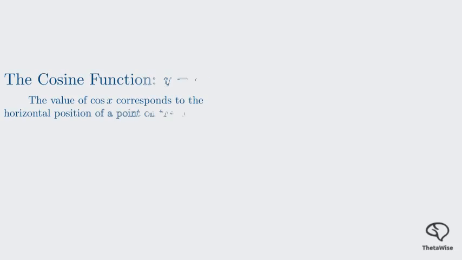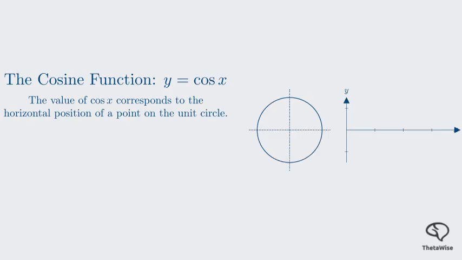Next, let's look at the cosine graph. While sine tracks the vertical height, cosine tracks the horizontal distance, or the x-coordinate, on the unit circle. On the left, we have the unit circle, and on the right our coordinate plane with x from 0 to 360 degrees. Notice that at 0 degrees, the horizontal distance is at its maximum, which is 1. This is why the cosine graph starts at its peak.